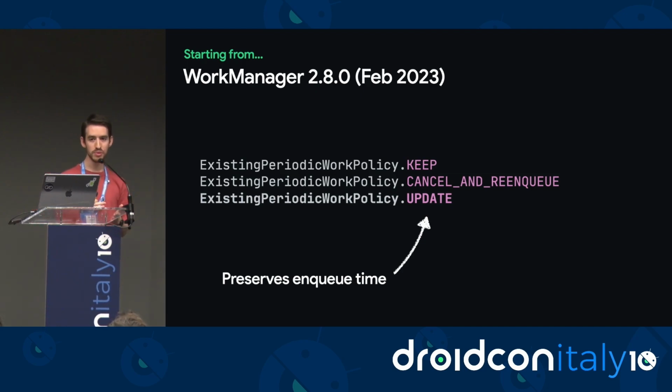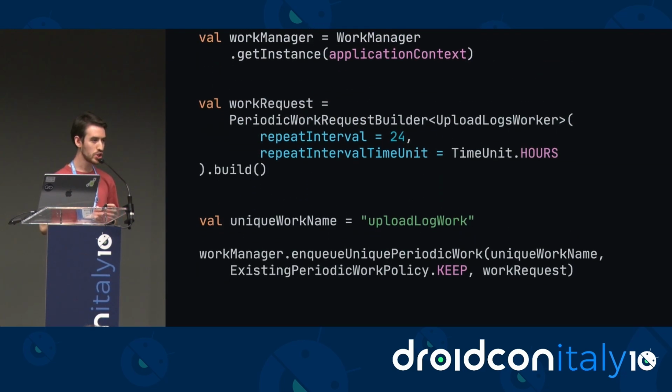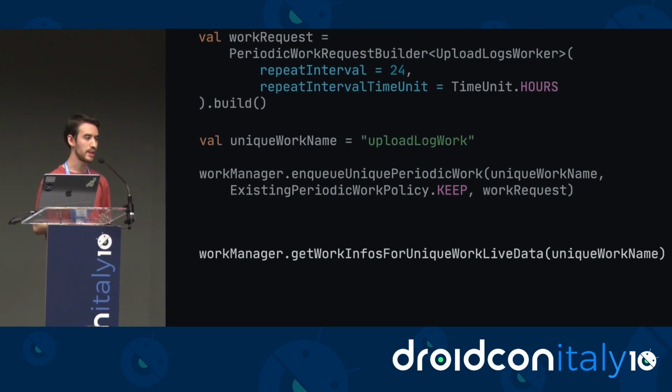With update, if you declare an interval in which your task will be run, you can tell the WorkManager, okay, just update the code, and at the next run, use the new worker that I've defined. So the enqueue time is preserved in that case. We'll see another example later, because I'm going to introduce you to another feature of WorkManager, which is observing the work that is happening. Until now, you had LiveData for observing work. We are getting work in this case for unique work, but you can use it with all the types of work, really.